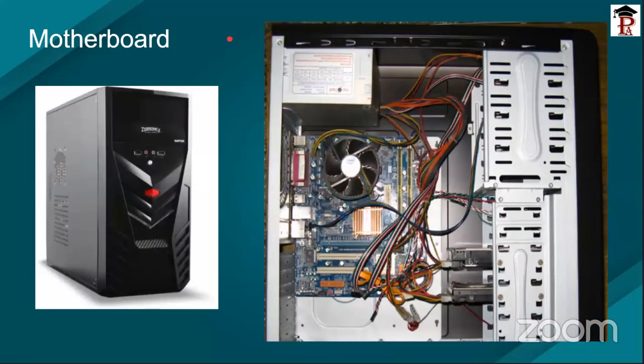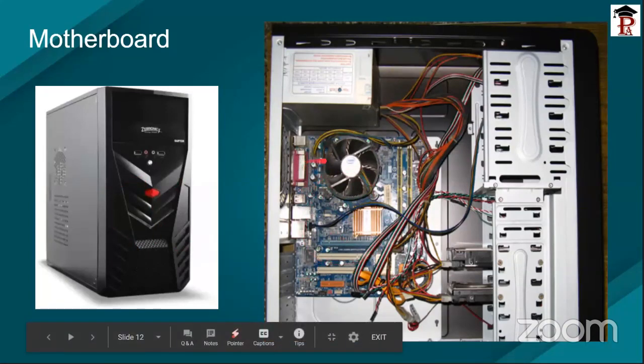So this is what a motherboard is. This is called a CPU cabin. In the CPU cabin, if you open the cabin, we'll see the motherboard. This is what a motherboard is. This is the ATX power connector.